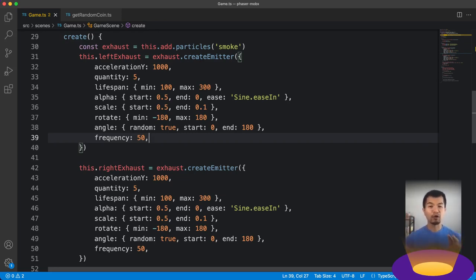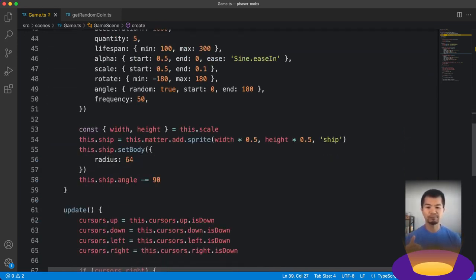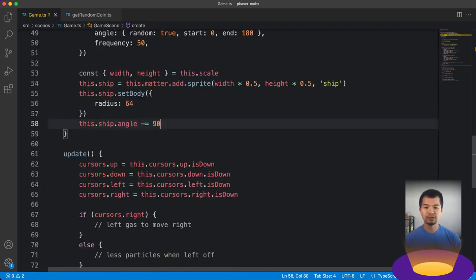Okay, so we have our particle emitters here, and we're going to position these manually in our update loop as our ship moves. But before we do that, let's just come down here to our ship. So we make our ship right here. This is just a matter sprite, and we give it a circle body just for simplicity here. Radius 64. It'll be different depending on your asset, but in our asset's case, that's what it is.